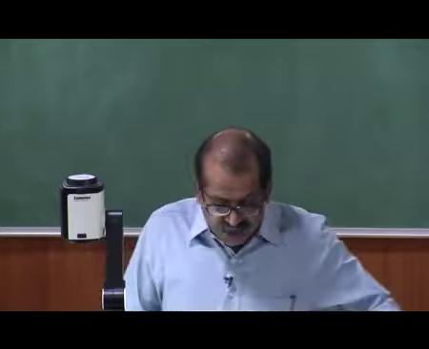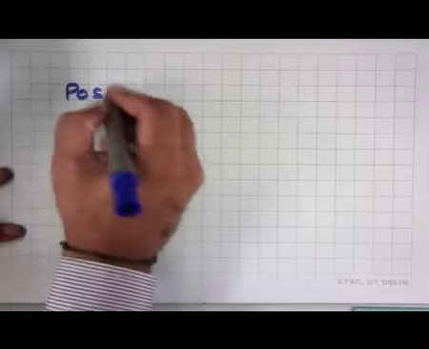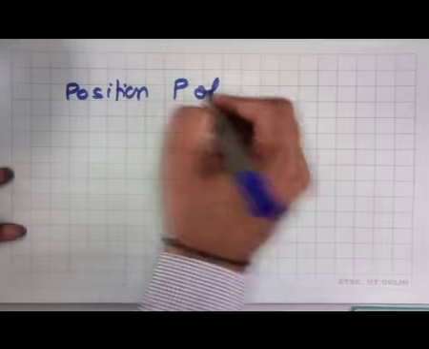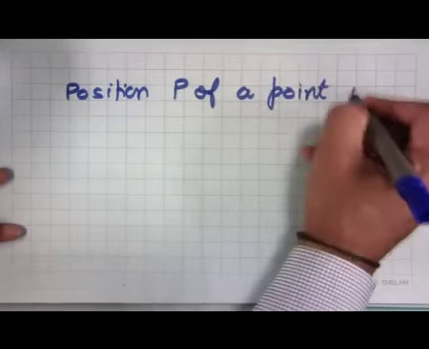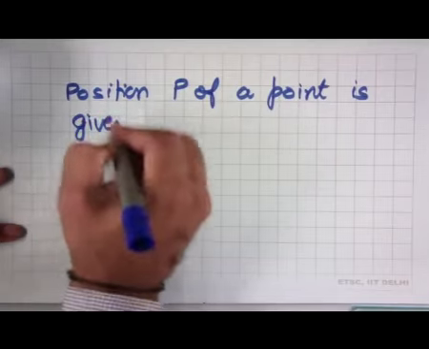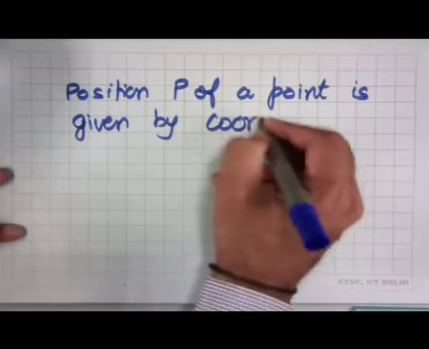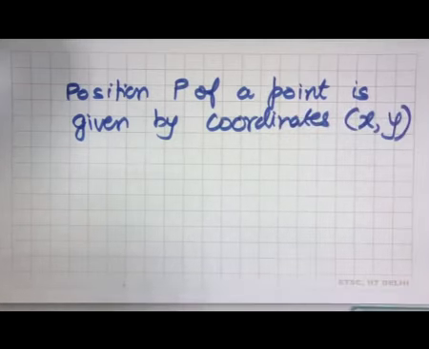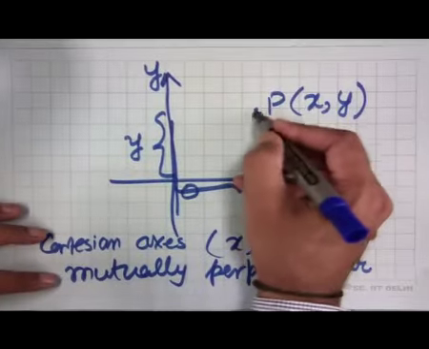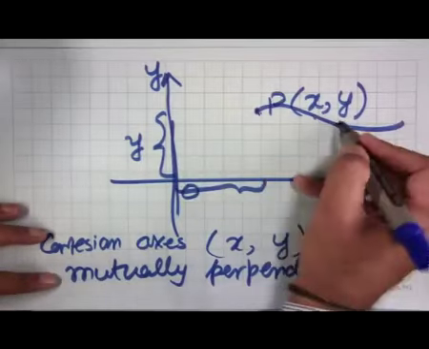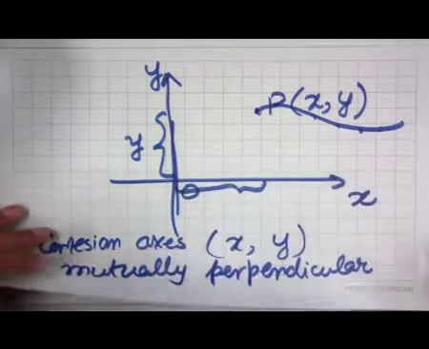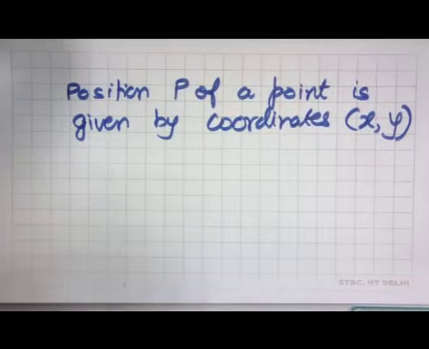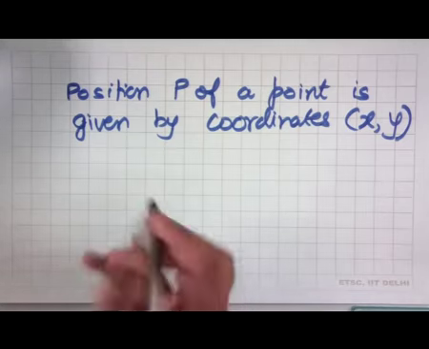So, let us write this: the position P of a point is given by the coordinates x comma y. Now, clearly, as the point P moves, that means it is moving along some path, then the values of x and y will change, and the analysis of this is what we will do when we talk of kinematics.